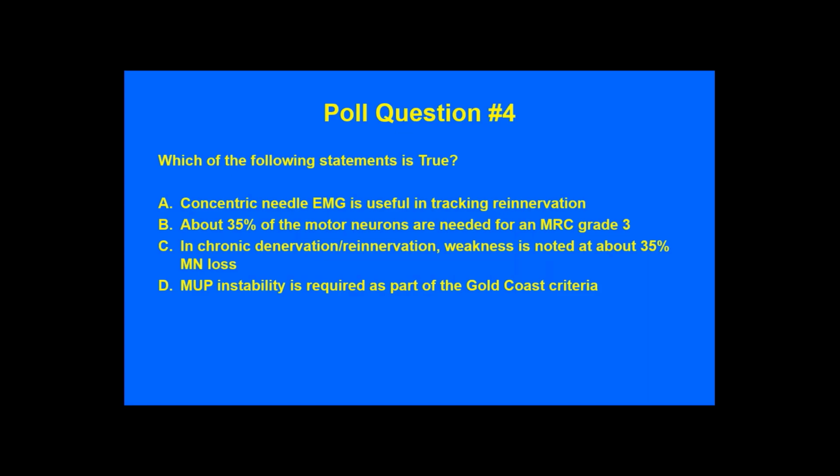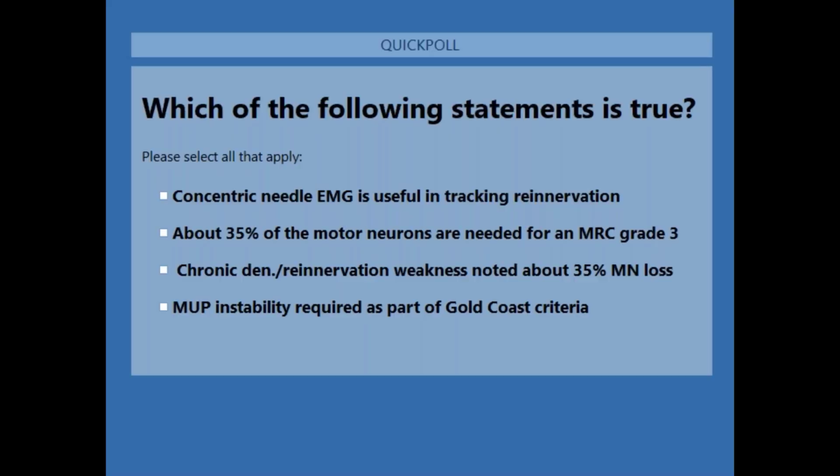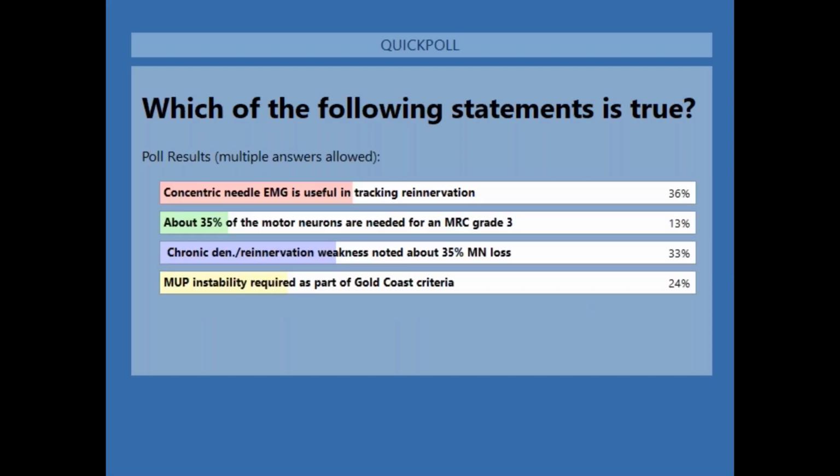All right, I will launch the poll for our audience. And let's see what our audience thinks on this last poll question. Okay, great. I'm going to close the poll. I'm going to share the results. Wow, so our audience thinks it's concentric needle EMG is useful in tracking reinnervation. Seems to be the consensus here, with number 2 on the chronic denervation, reinnervation weakness.